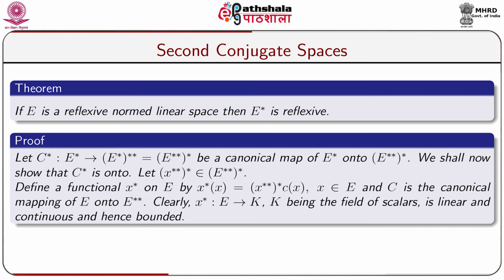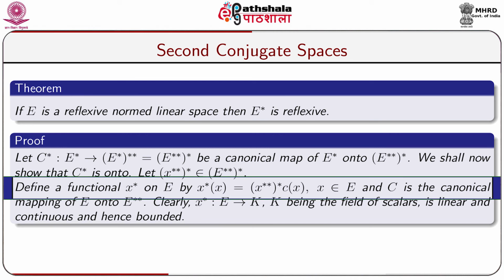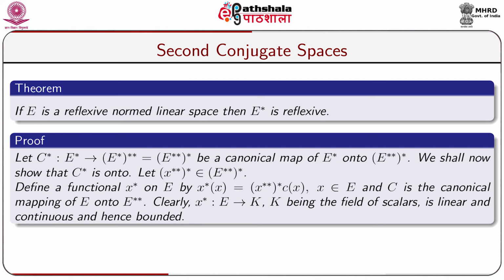Let us take a map C star from E star to E triple star, a canonical map of E star onto E triple star. We shall now show that C star is onto. Let us take X triple star belonging to E triple star. Define a functional X star on E by X star of x equal to X triple star of Cx, where x belongs to capital E and capital C is the canonical mapping of E onto E double star.